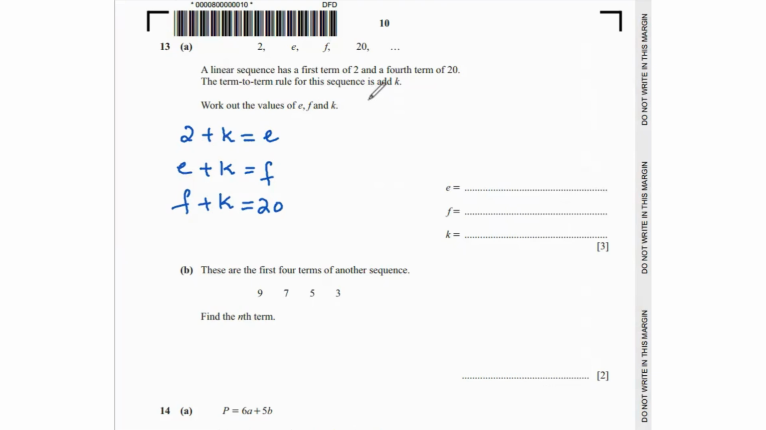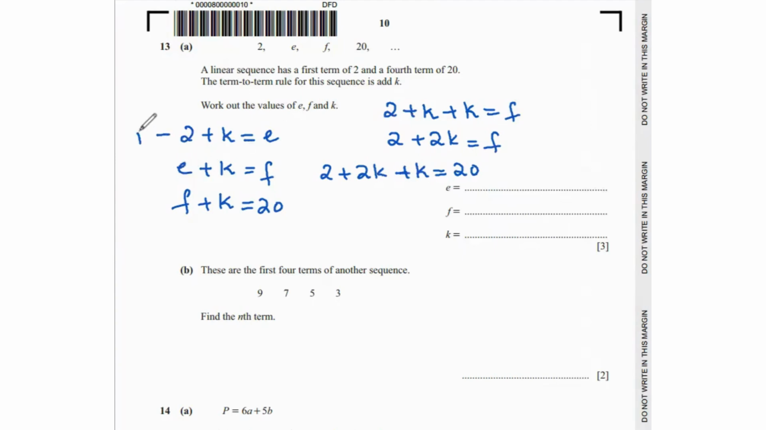So we can say that 2 plus K equals E. That means F is 2 plus 2K. And F can be replaced with 2 plus 2K, and then plus K equals 20. So I replaced the E in the second equation with the first equation. Then I replaced the F in the third equation by the F in the second equation. That gives me 2 plus 3K equals 20. Now we just have an equation in terms of K. 3K equals 18 and K is 6.